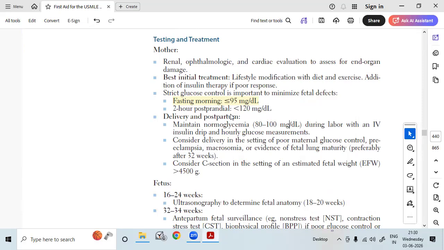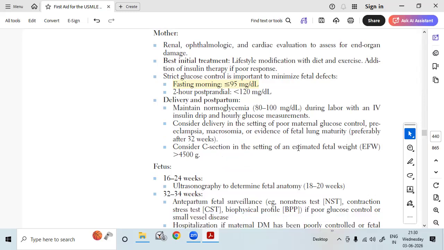Consider delivery in the setting of poor maternal glucose control, pre-eclampsia, macrosomia, or evidence of fetal lung maturity, preferably after 32 weeks. Consider C-section in the setting of estimated fetal weight more than 4,500 grams.